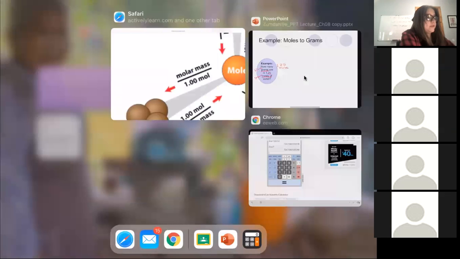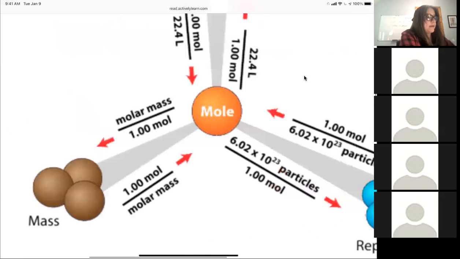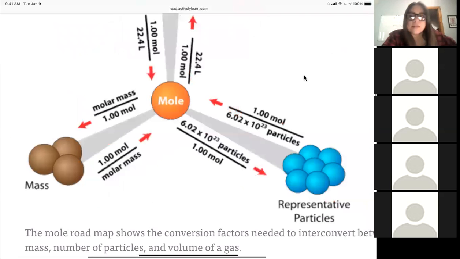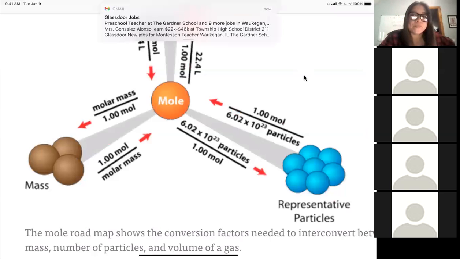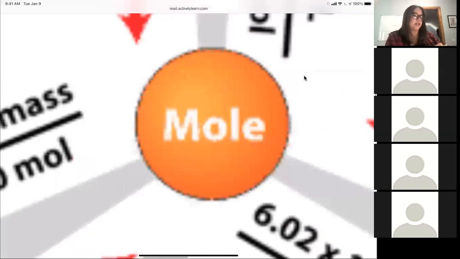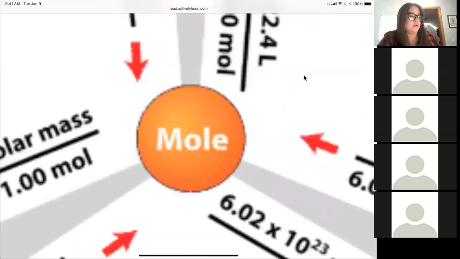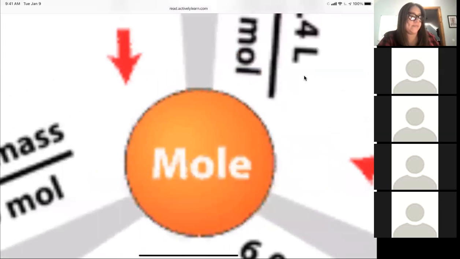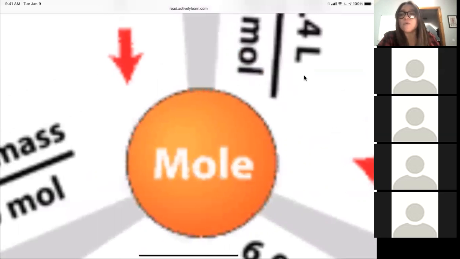Now, using the chart. This is the chart, by the way. This chart is the one that I asked you to have copied out, printed out, whatever. We are starting with 1.25 moles. That means that we're starting right here. They want us to figure out how many grams.